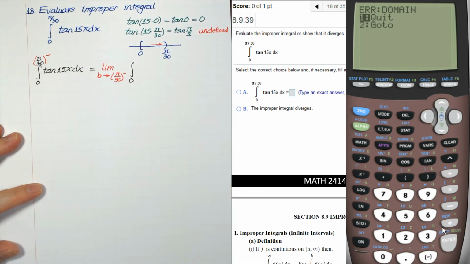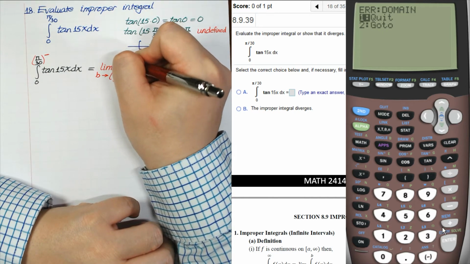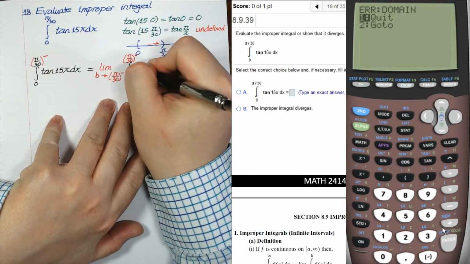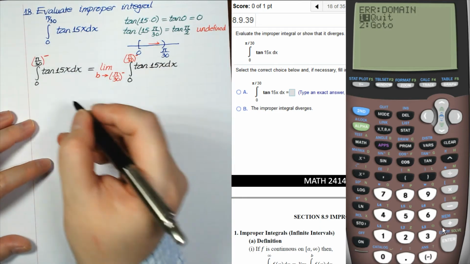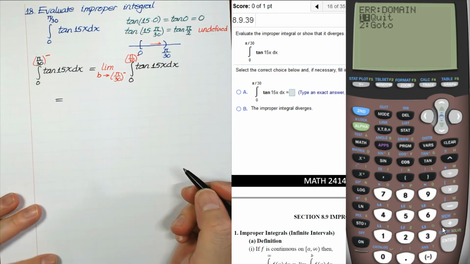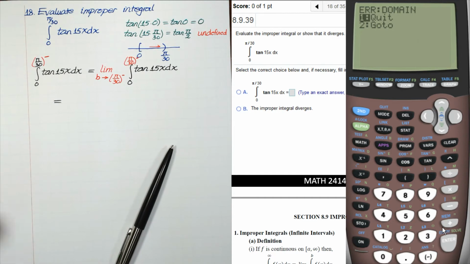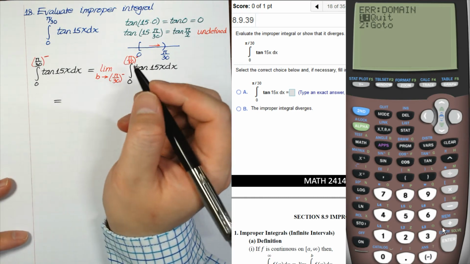Zero. Right. The integral of tangent is secant squared. So wait, sorry. Integral of tangent. Oh boy. Is ln of cosecant.